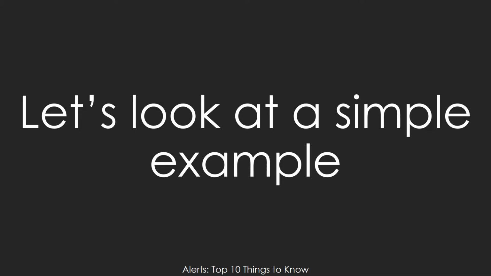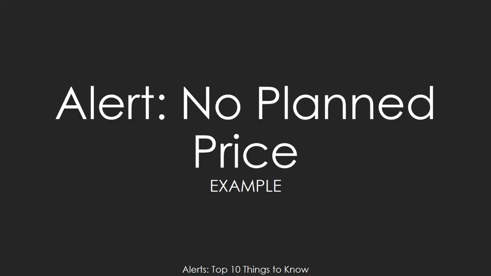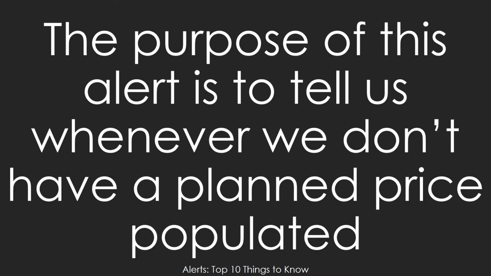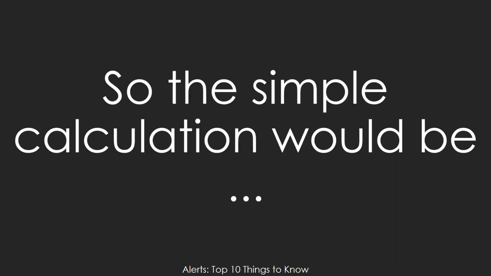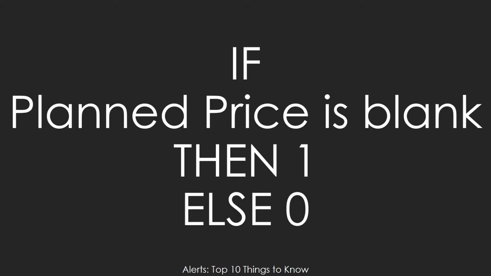Let's look at a simple example. Alert no plan price. The purpose of this alert is to tell us whenever we don't have a planned price populated. It's pretty critical since no planned price means wrong revenue numbers. So the simple calculation would be, if planned price is blank, then 1, else 0.